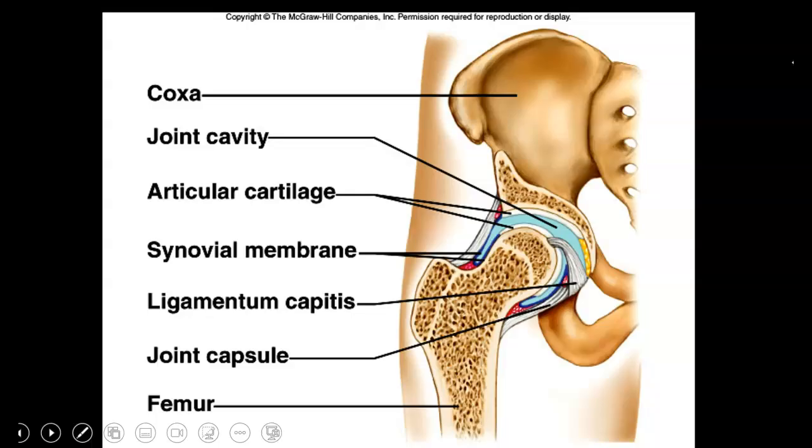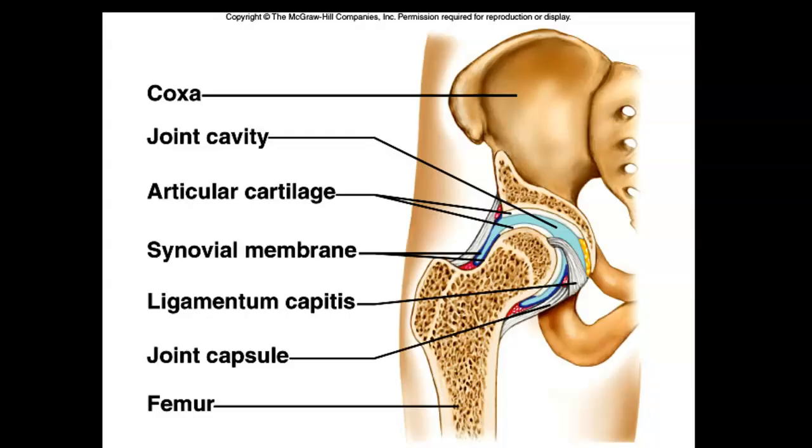So looking in, we have the coxa, which is going to be one half of the pelvic girdle. With that coxa, remember, it consists of the ilium, the ischium, and the pubis. Coming in, you have that joint cavity. You have the articular cartilage, which will be found on both bones. It'll be found in that acetabulum of the coxa, and it will be found on the head of the femur there. You have a synovial membrane that's going to line over top, and then of course you have that joint cavity which has that synovial fluid inside there for the padding.